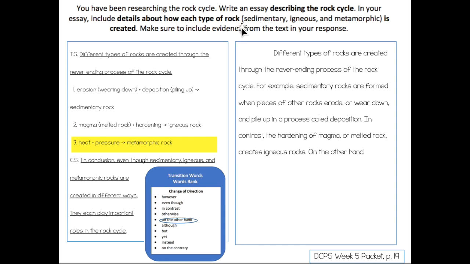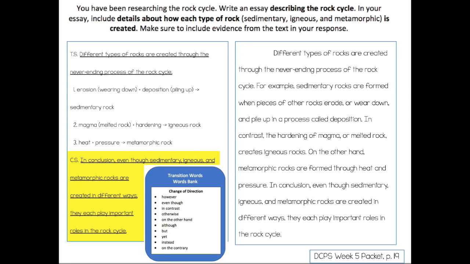Now, I need to take this idea that heat and pressure lead to metamorphic rock and write a complete sentence, substituting my symbols for linking words. Metamorphic rocks are formed through heat and pressure. I incorporated these main ideas and made sure to clarify which rock type it was, so we are good to go. Now, we're ready to move on to our conclusion sentence.